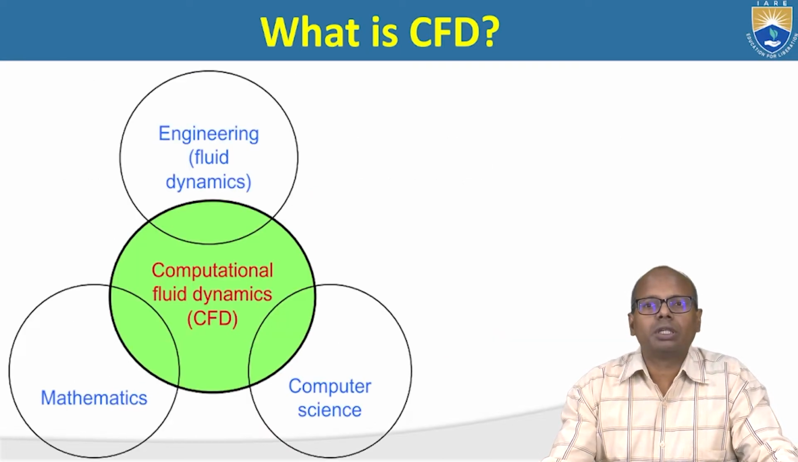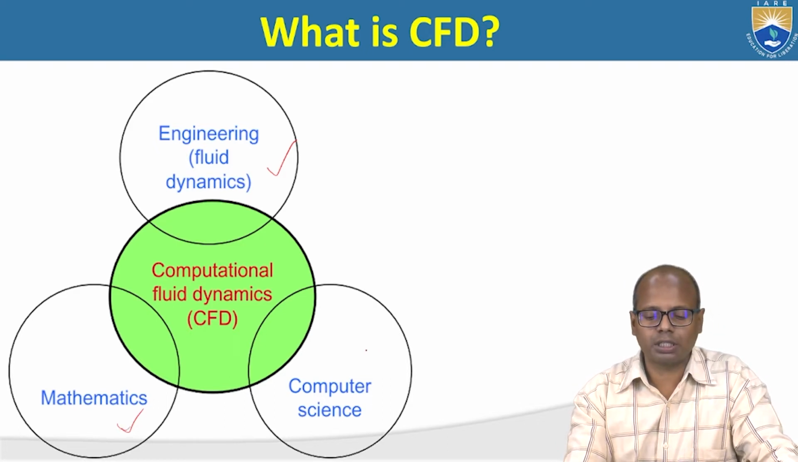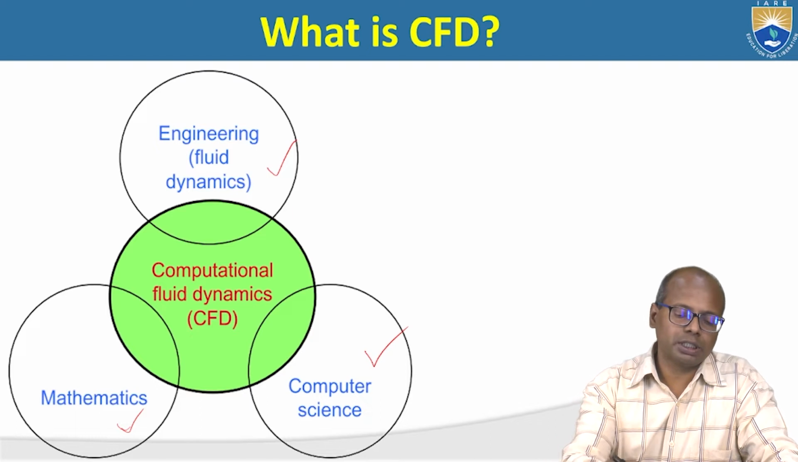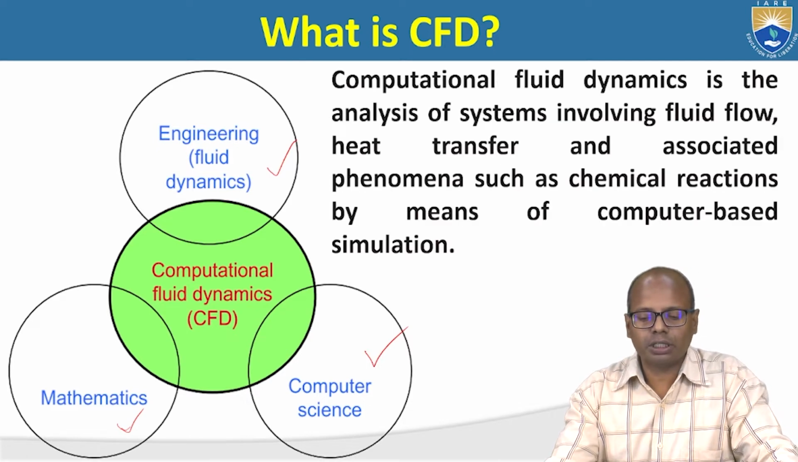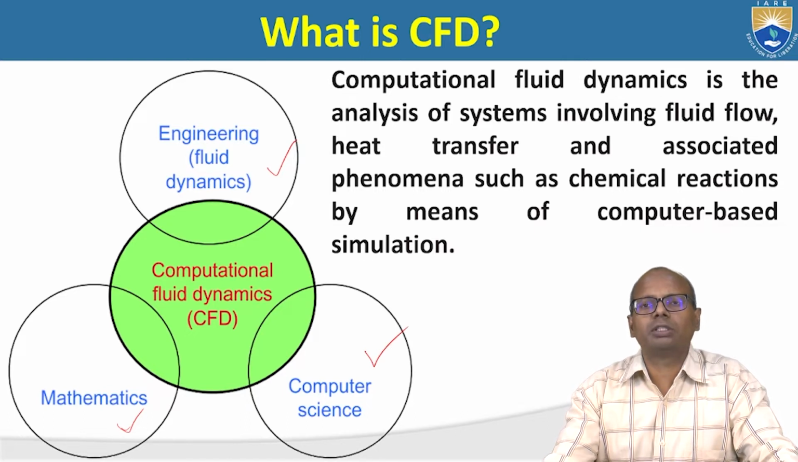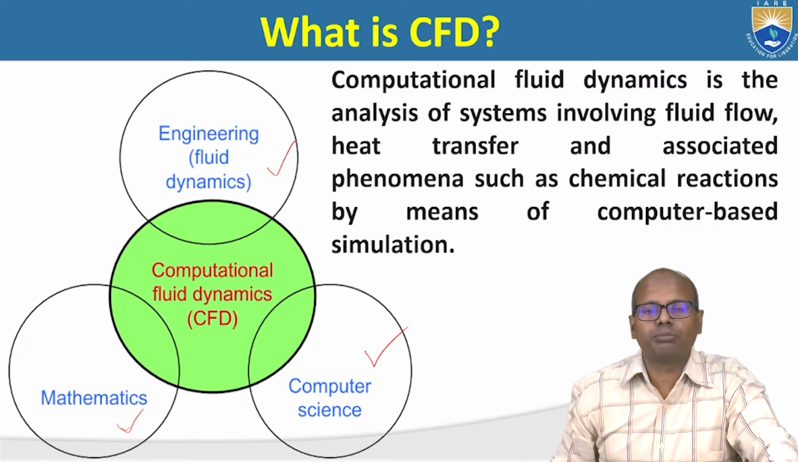Now, CFD is the integration of three branches. You can see here the engineering fundamentals, mathematical fundamentals, and the computer software. So CFD is a separate branch, you can say, which is the integration of engineering fundamentals, mathematics, and computer science. So with this, we can define CFD in the following way. Computational fluid dynamics is the analysis of systems involving fluid flow, heat transfer, and associated phenomena such as chemical reactions by means of computer-based simulation. So basically we will do the analysis and get all the results in the form of a video. That is the basic definition of CFD.